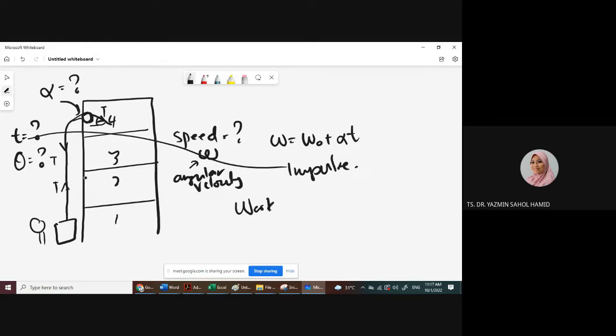So let's say I ask you, if you want to use work energy, what do you want to find? Can you tell me? For this type of example, with work energy, what is the variable? You want to find the velocity. What else?